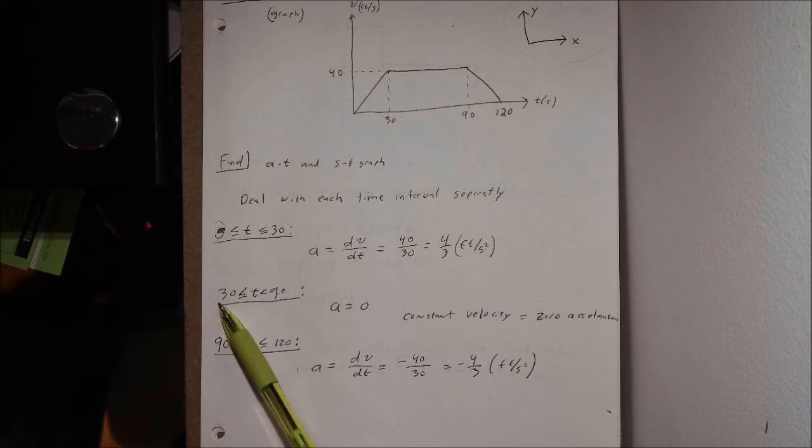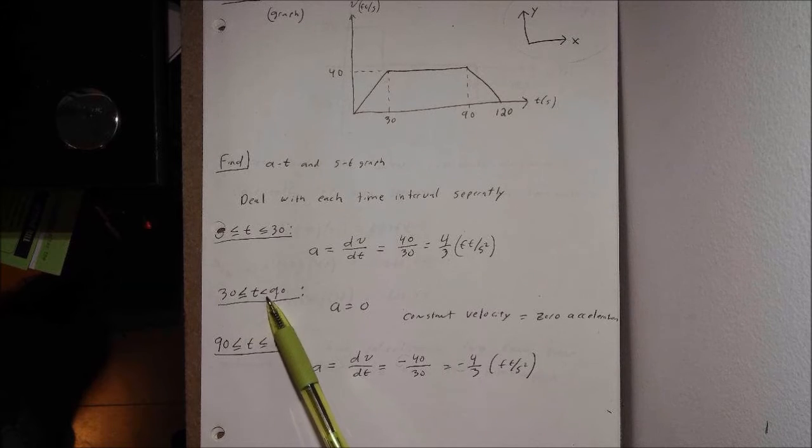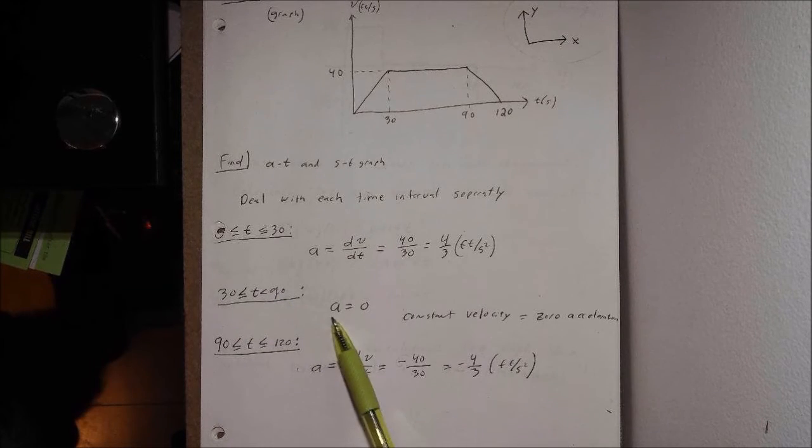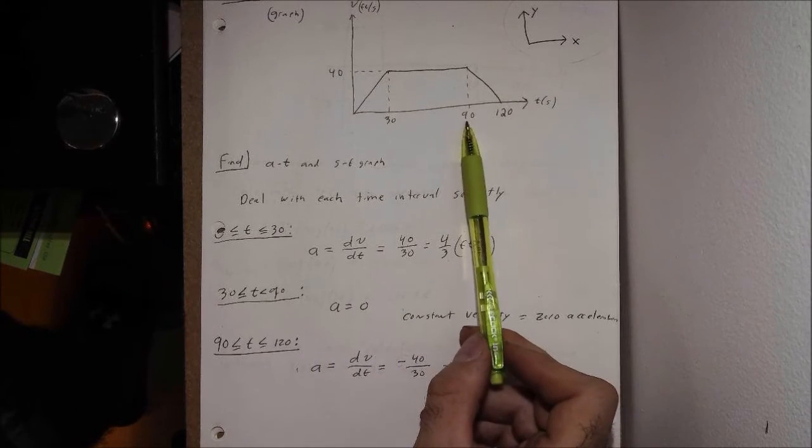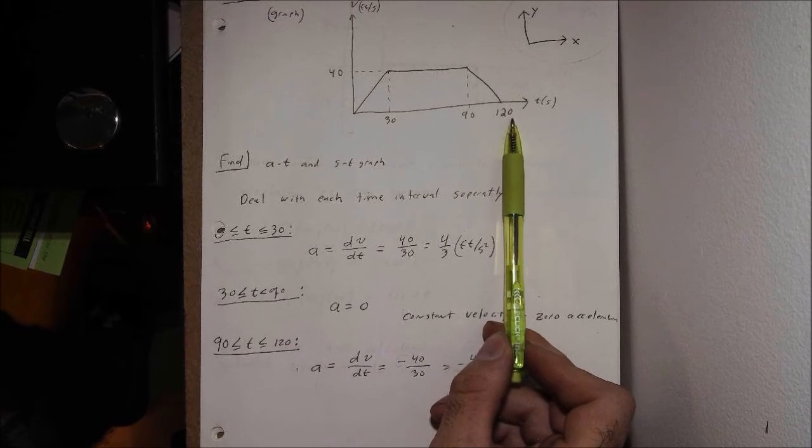So we look at this here, 30 less than or equal to t, less than or equal to 90. Now we have an acceleration equal to 0 because we have a constant velocity. Constant velocity means 0 acceleration, so a is equal to 0. And last, we look at our time interval from 90 to 120 seconds on our graph here.